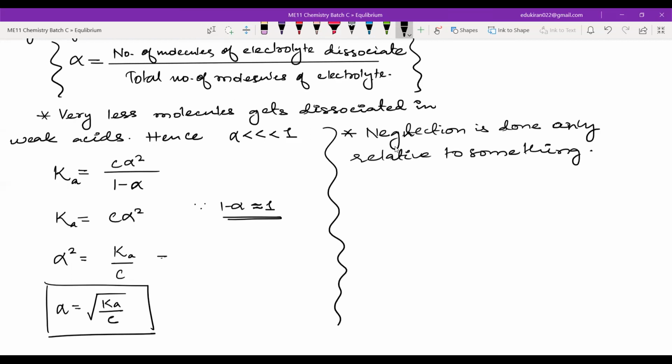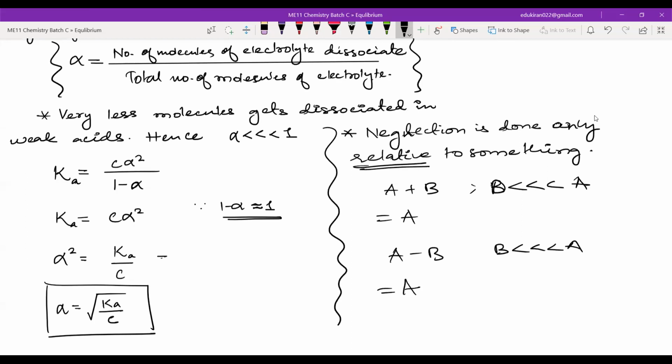So whenever we neglect, you will always see that it is done with a plus or minus, and never in multiplication. If you have a plus b, in which b is very, very small compared to a, then we write that this will be equal to a only. Or if I write a minus b, where b is very, very small compared to a, then we will write that this is equal to a only. So it is only done relative to something.